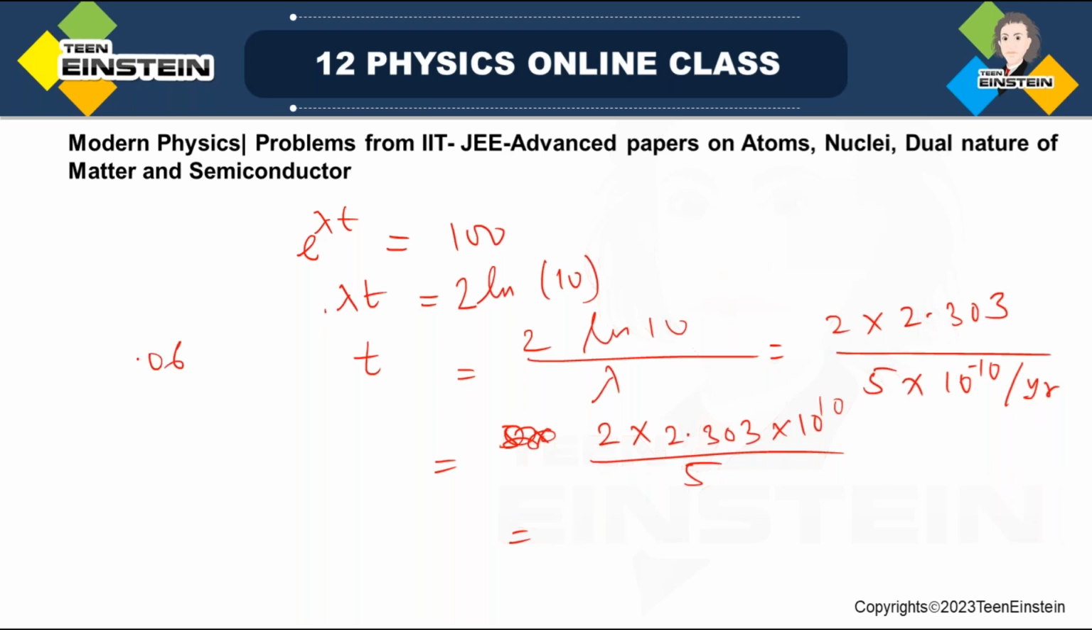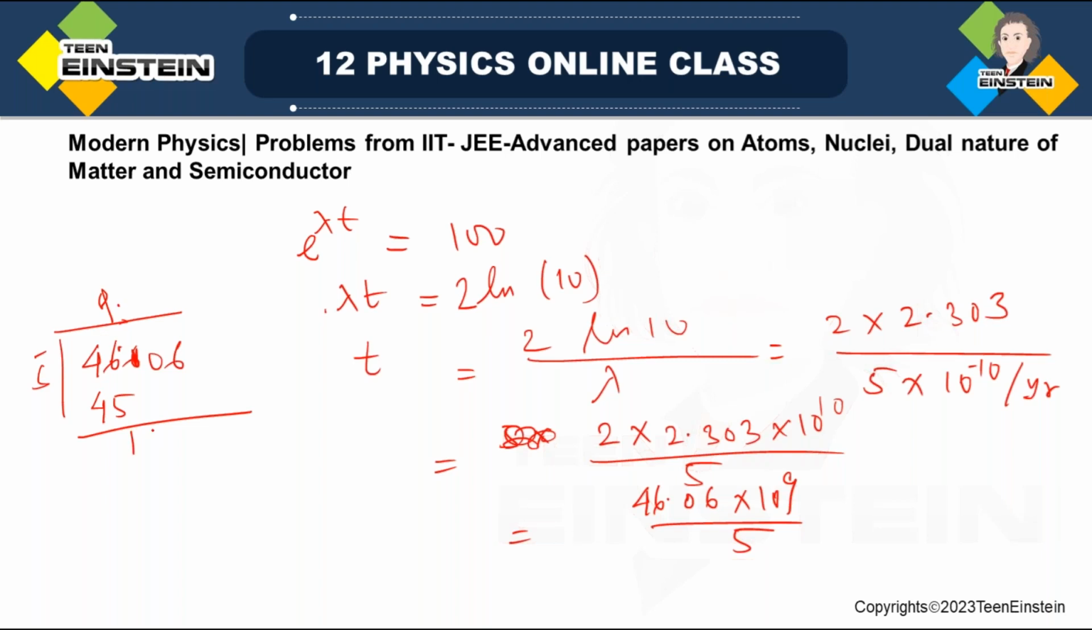So 46.06 into 10 to the power 9 divided by 5. So this is around 9.2 into 10 to the power 9 years. This is the time.